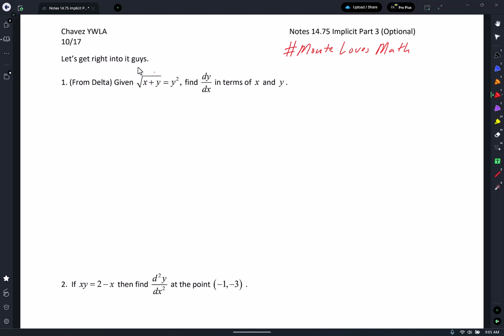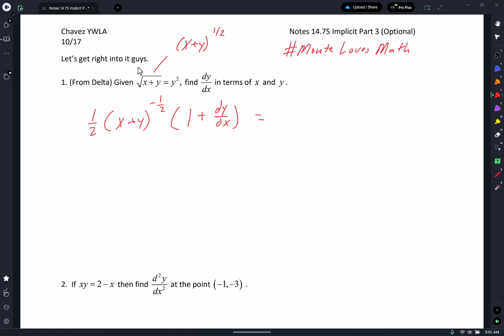So just make a note that we know that this is the same thing as x plus y to the 1/2 power. So when we're taking a derivative, this is implicit. So I'm going to go 1/2 parentheses x plus y to the what power? Negative 1/2. And I'm not done yet. Times the derivative of the inside. The derivative of x is 1 plus dy dx. And it looks like we're done with that part.